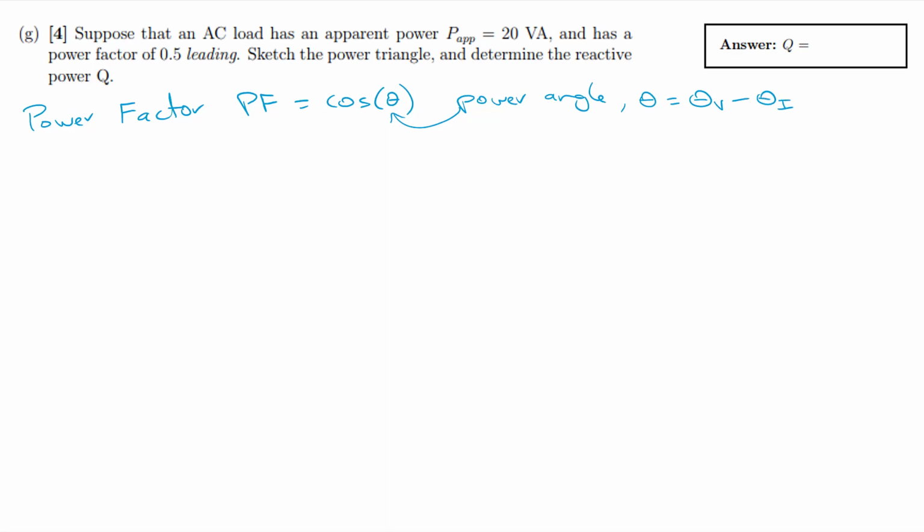So what does leading power factor mean? What's the point of knowing whether power factor is leading or lagging? It's because cosine is an even function, so we don't know whether the angle theta is actually positive or negative, and that's what the information leading or lagging gives us.